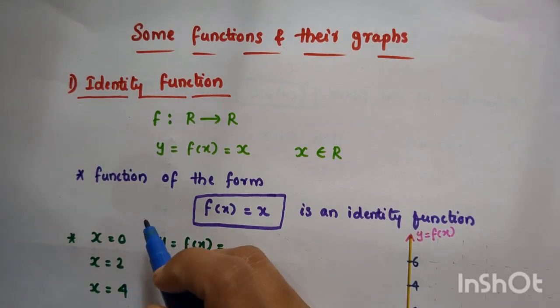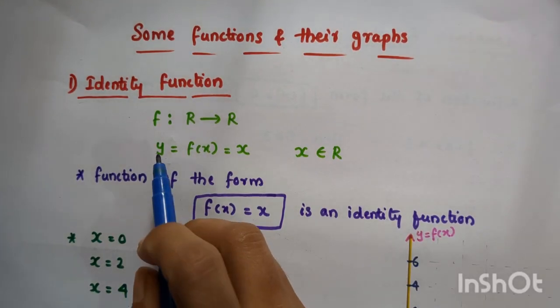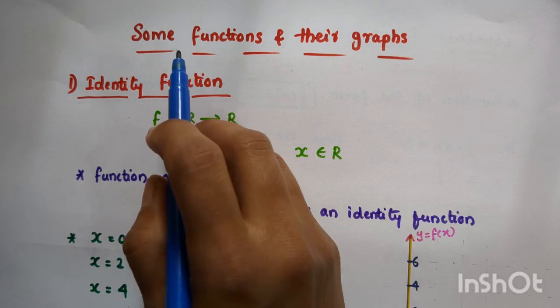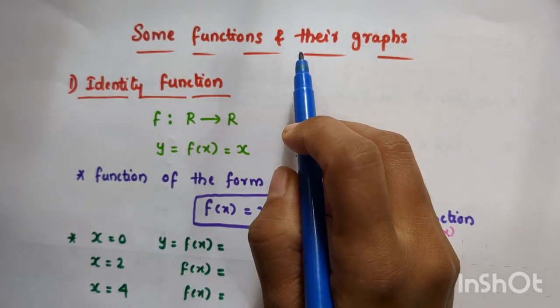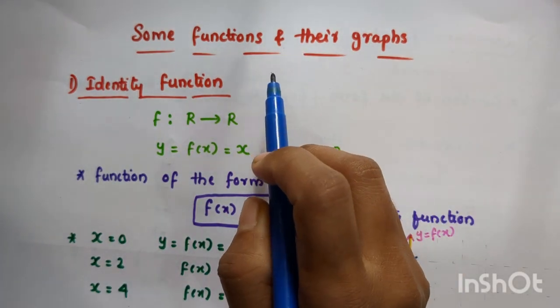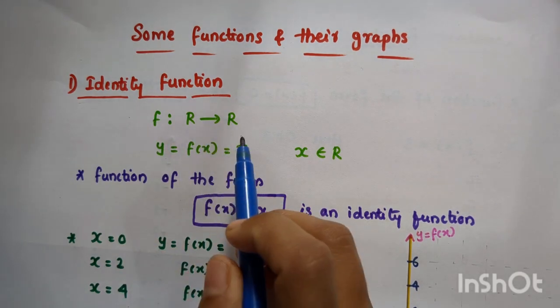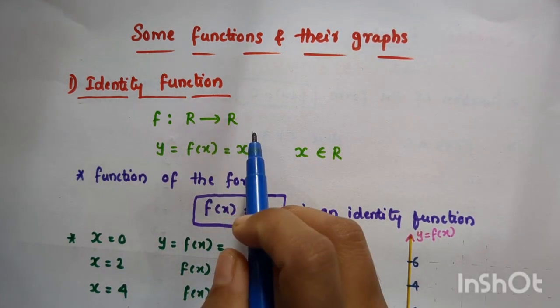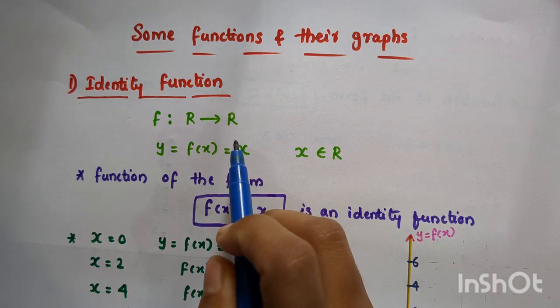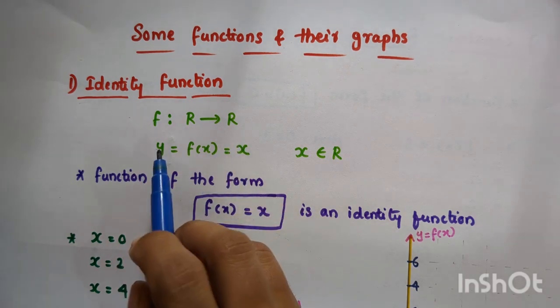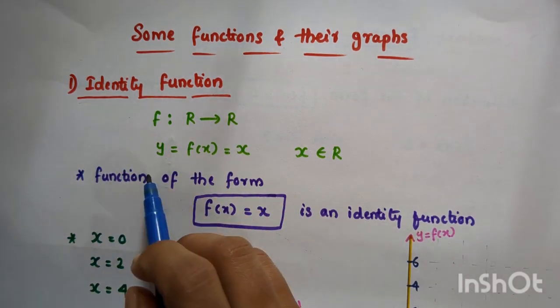Hello everyone. In this video, we are going to discuss the identity function from the topic Some Functions and Their Graphs, from Chapter 2, Relations and Functions, Class 11 Maths. We will be discussing all other functions like constant function, polynomial function etc. in our coming videos which will be available in the playlist. Now let us see what is an identity function.